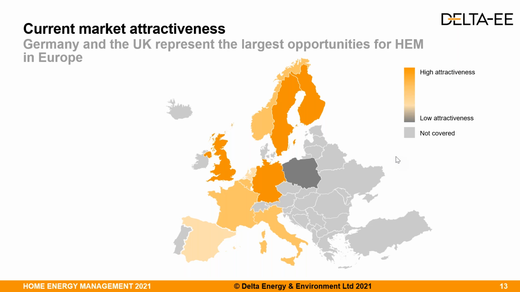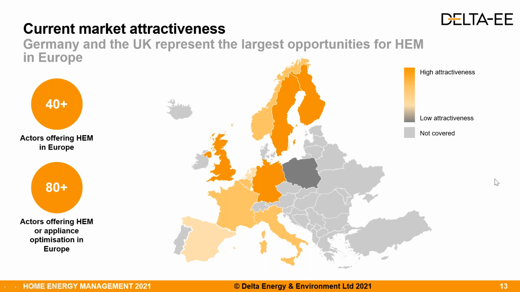We expect a few markets to become stronger, for example France, Italy, Spain, that will mature more in the upcoming years. But yeah, this is an interesting part. As Soshang mentioned, we have at the moment an active database of 80 players, and there's a lot happening in the market, and around half of them are offering a HEM solution. But we can see that the majority is appliance optimization, since it's the easiest way to access the market at the moment.